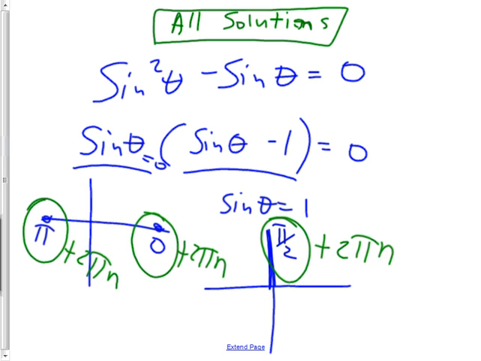And you can't just say plus 2 pi, because that would only be one extra solution. Plus 2 pi n, where n can be any integer. You don't have to write this up. Yes?